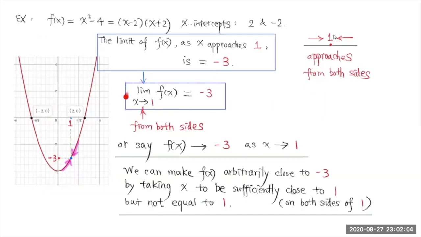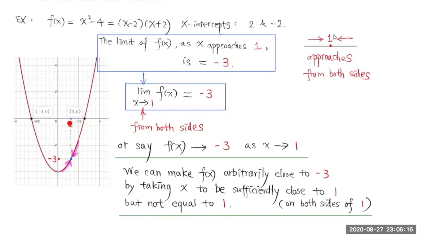Now we can say the limit of f of x as x approaches 1 is equal to negative 3 if we can make f of x arbitrarily close to negative 3 by taking x to be sufficiently close to 1, but not equal to 1. So if we want f of x to be close to negative 3 within a certain range, we take x over here to be close enough to 1. So the corresponding f of x value will be close to this negative 3 within the range that you want.